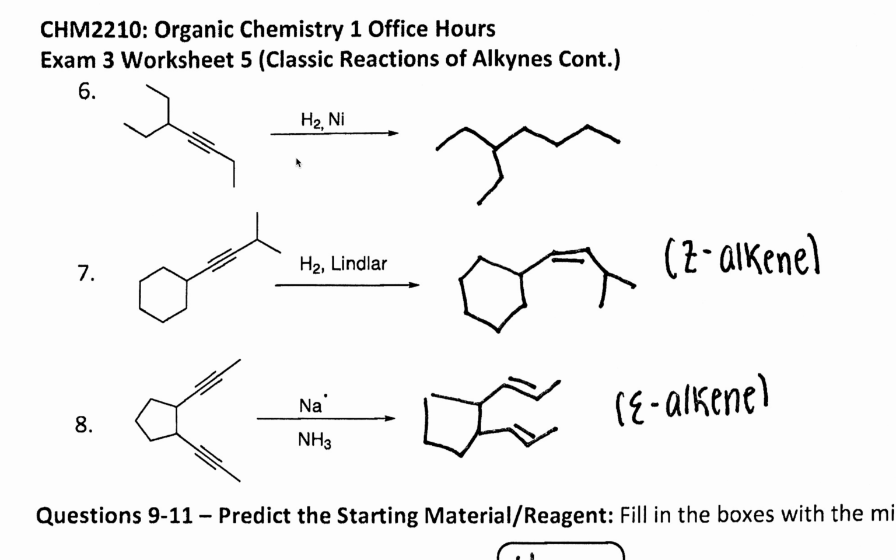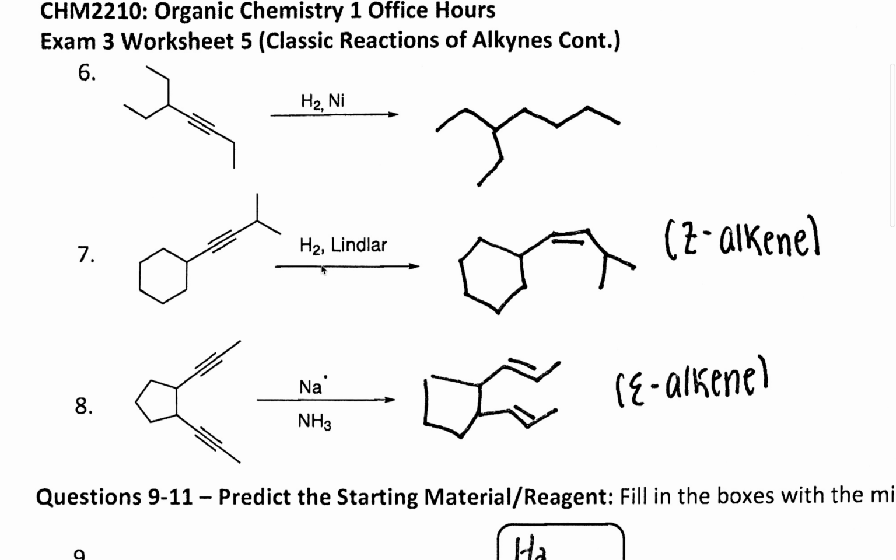So whether I have an alkyne or an alkene, or even both, this structure is going to go all the way to the alkane. Whenever we have hydrogen, nickel, platinum, or palladium, that's what's going to happen. In number 7, we're using hydrogen and something called a Lindlar's catalyst, and what happens is we're not going to go all the way to the alkane, but we're going to stop at a Z-alkene.